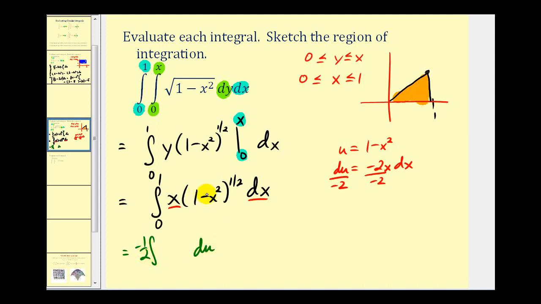And all of this is u, so we have u to the 1/2. So when we integrate this, we're going to have negative 1/2 times u to the 3/2 divided by 3/2. But dividing by 3/2 is the same as multiplying by 2/3. And then u is actually 1 minus x squared. So we need to evaluate this at our limits of integration. Before we do that, we can see this simplifies nicely. So we have negative 1/3 times this quantity. Let's go ahead and evaluate this on the next slide.